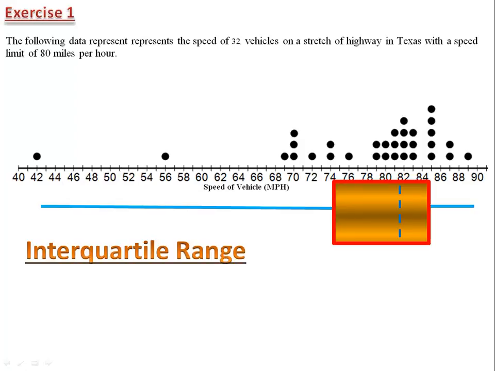If I look how long the box is, the box goes from 74 to 84. That's a difference of 10. So the interquartile range is 10. In order to determine if we have an outlier, we take the interquartile range and multiply it by 1.5. 1.5 times 10 is 15. And so 15 is the length I'm going to look at to find possible outliers.